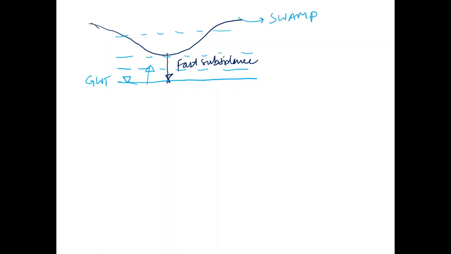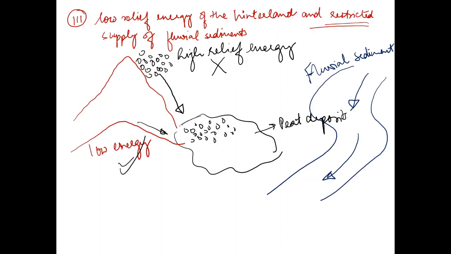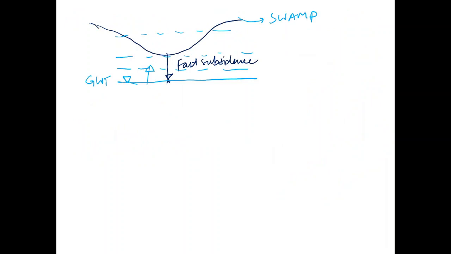It will drown the swamp. And what will happen if the swamp gets drowned? So here large amount of lake or marine sediments may be deposited. So here you just saw that a restricted supply of sediments is important. So if the groundwater table rises very fast, then the swamps will drown. While if the subsidence is very, very slow, okay, so both the conditions are there.